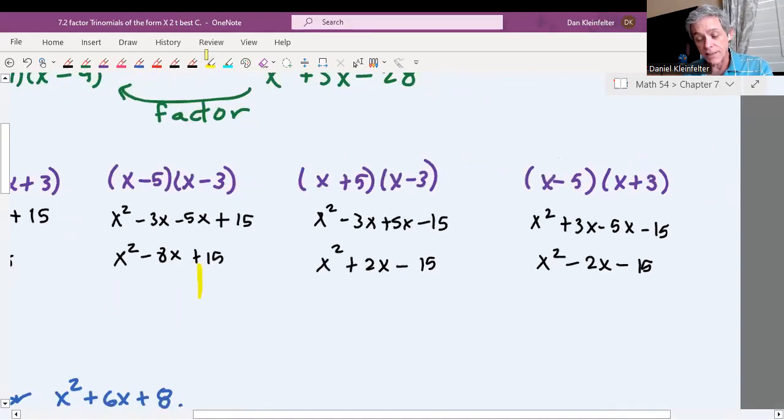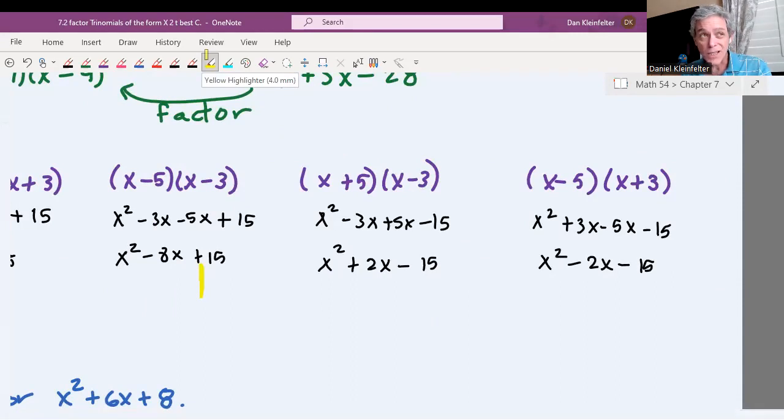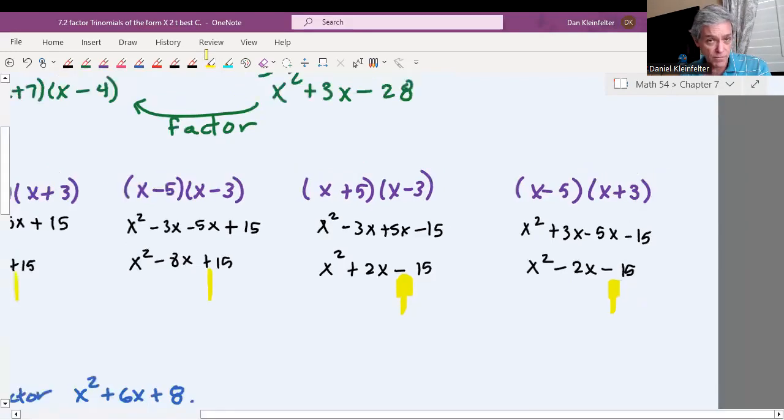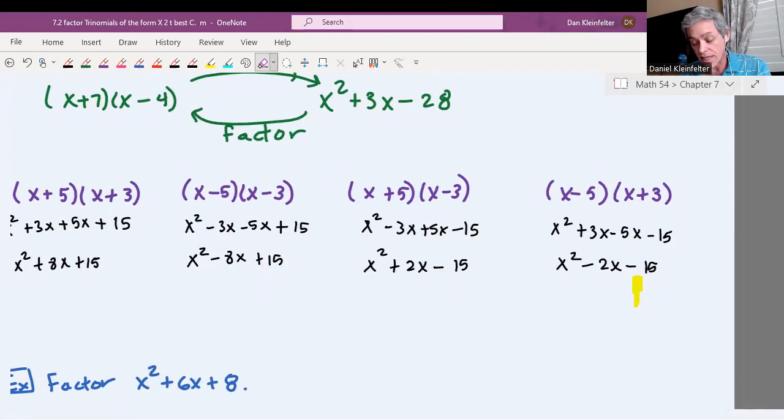When they were different, we had positive 5 and negative 3, or negative 5 and positive 3, then a positive times a negative is negative, right? So we'd have a negative 15. So taking a look at that last sign can tell you, if you're trying to factor, whether the two numbers that you're trying to find to fill in the blanks are the same sign or different signs.